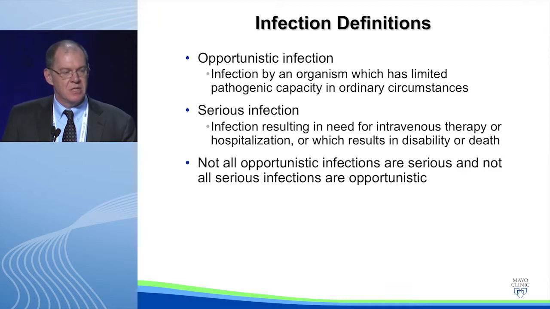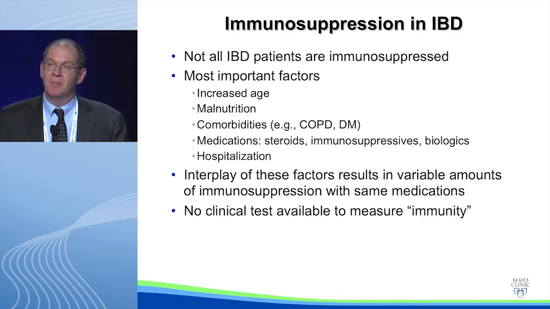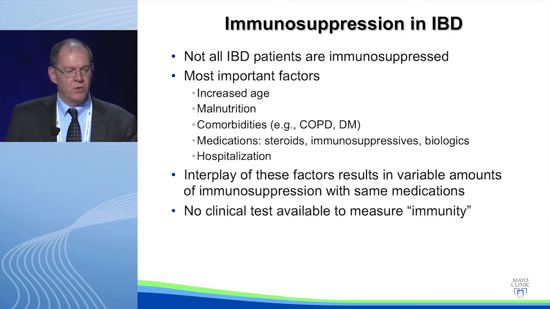So again, an opportunistic infection is one that is caused by an organism which normally under immunocompetent circumstances wouldn't cause disease. A serious infection is one that results in hospitalization or IV therapy or results in disability and death. And not all of these necessarily overlap exactly. You can have an opportunistic infection that's not serious and a serious infection that's not opportunistic. And not all of our patients are immunosuppressed, but they often have risk factors for that, including older age or malnutrition, comorbidities, or they're on certain medications.